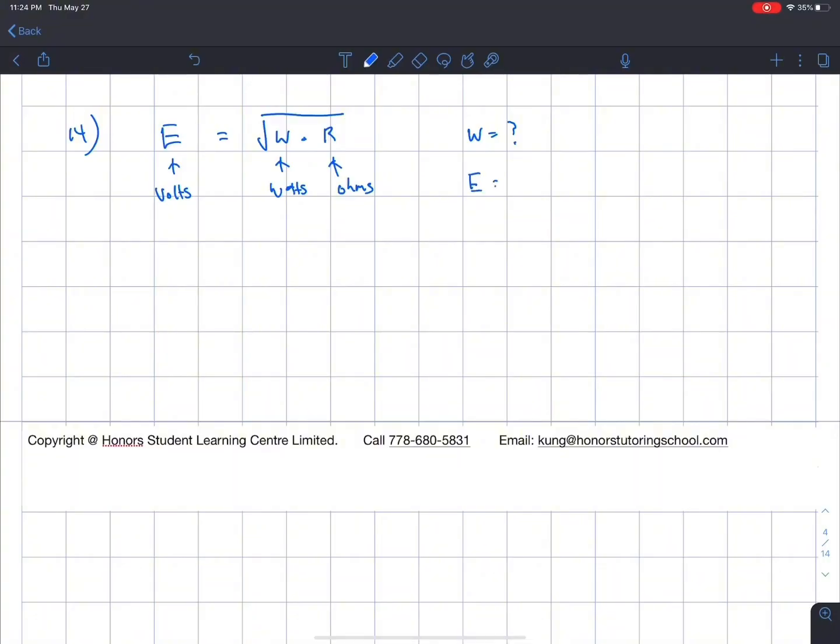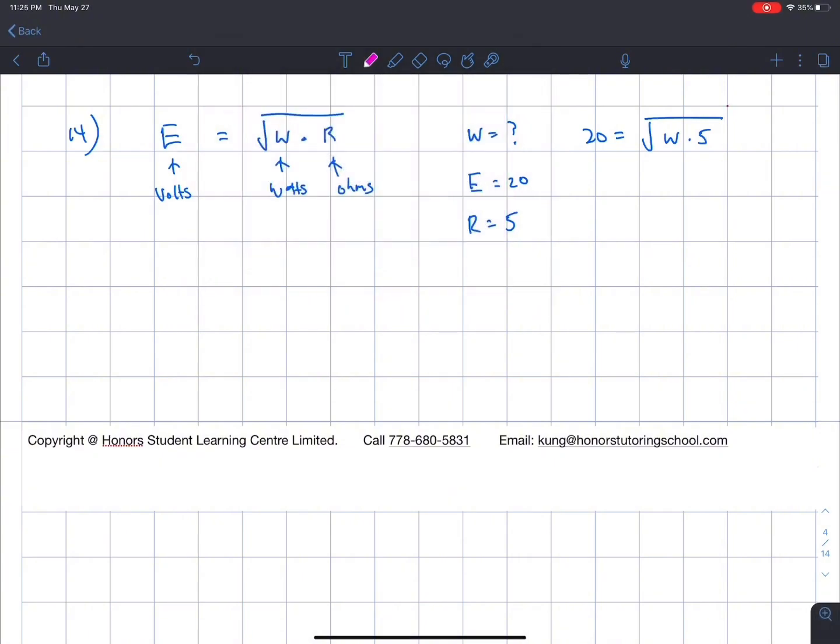So E is 20. That's the one in volts, right? With the resistance is 5 ohms. So R is 5 ohms, right? So now you can replace the formula. E is 20 equals the square root of W, we don't know, but resistance R is 5.